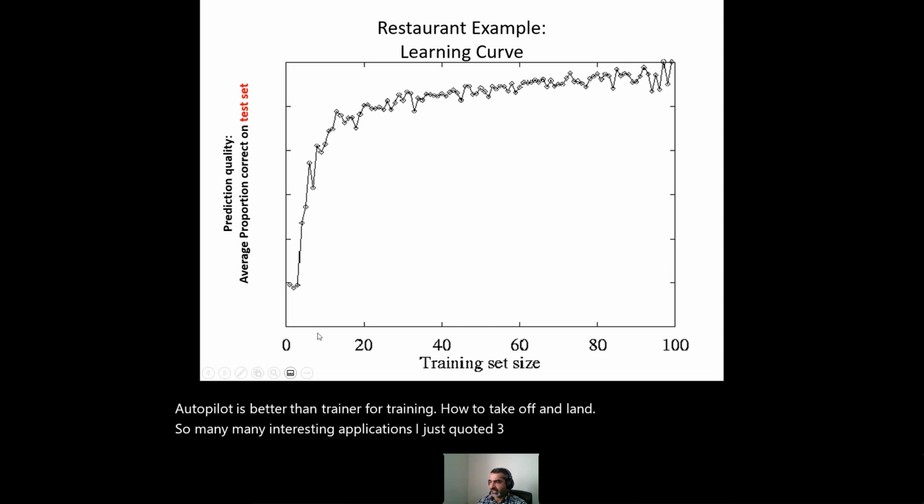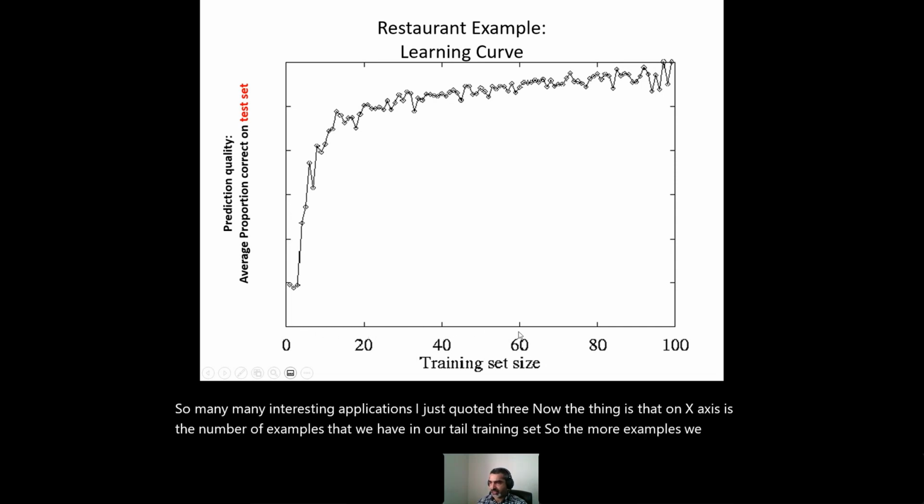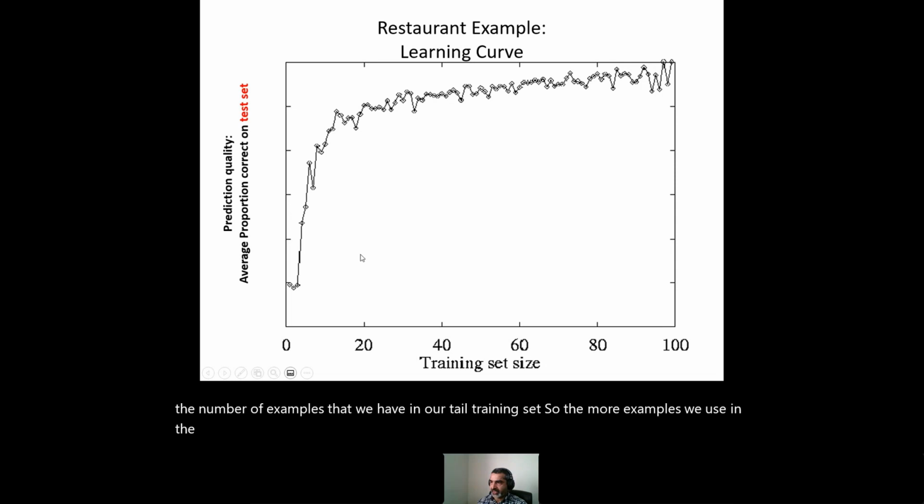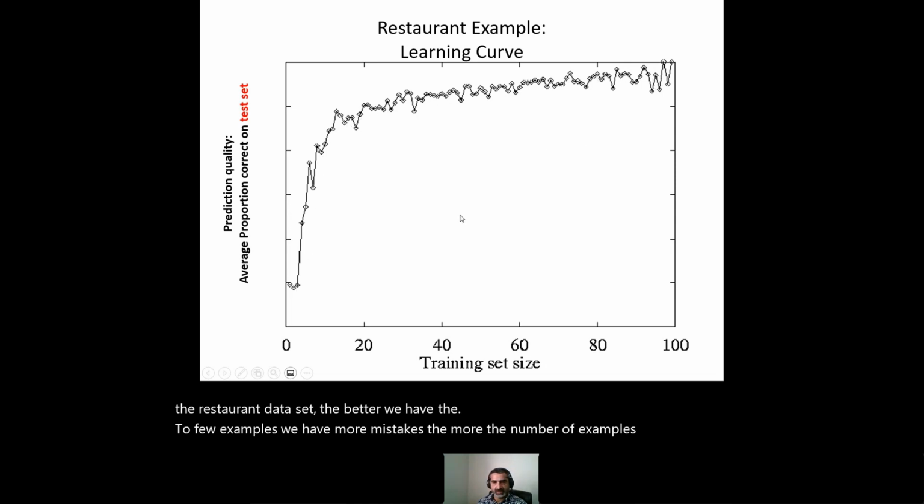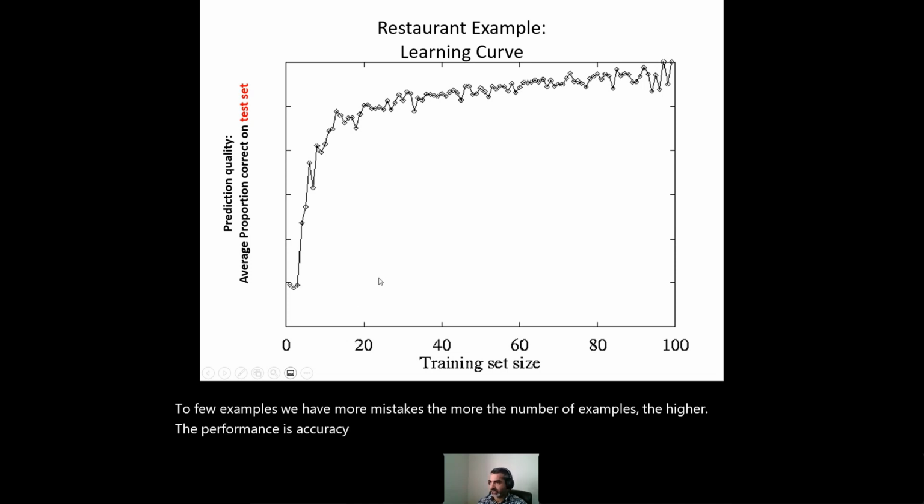Now, on the x-axis is the number of examples that we have in our training set. So the more examples we use in the restaurant data set, the better the performance. With few examples, we have more mistakes. The more examples, the higher the performance is, accuracy or whatever we try to use.